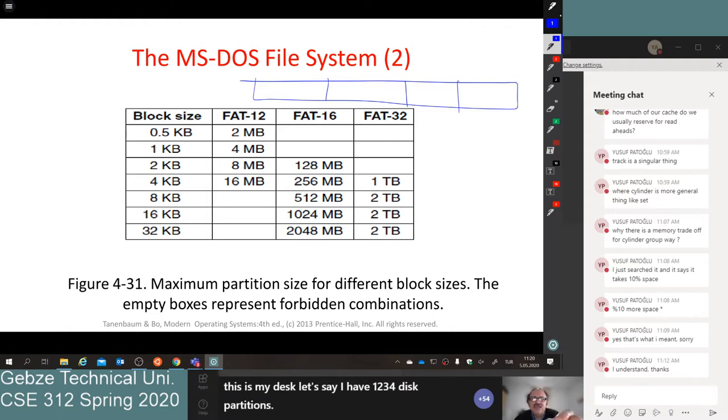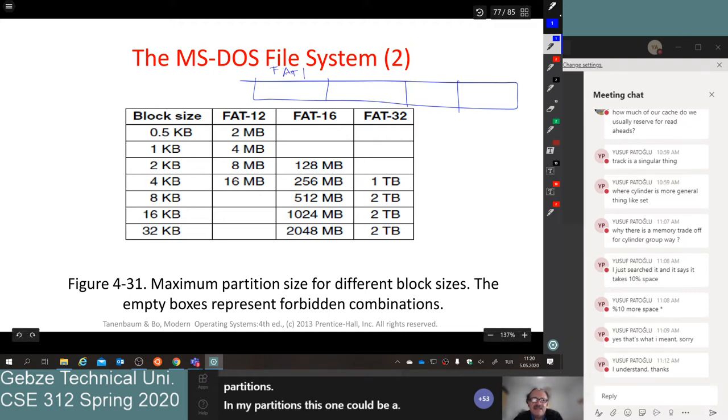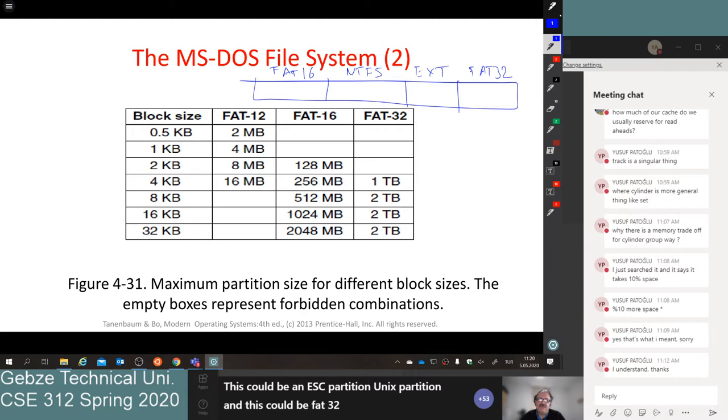In my partitions, this one could be a FAT16 partition. This could be an NTFS partition. This could be an EXT partition, UNIX partition, and this could be FAT32. So each partition has its own parameters. For the file allocation table system, each partition may have its own block size.